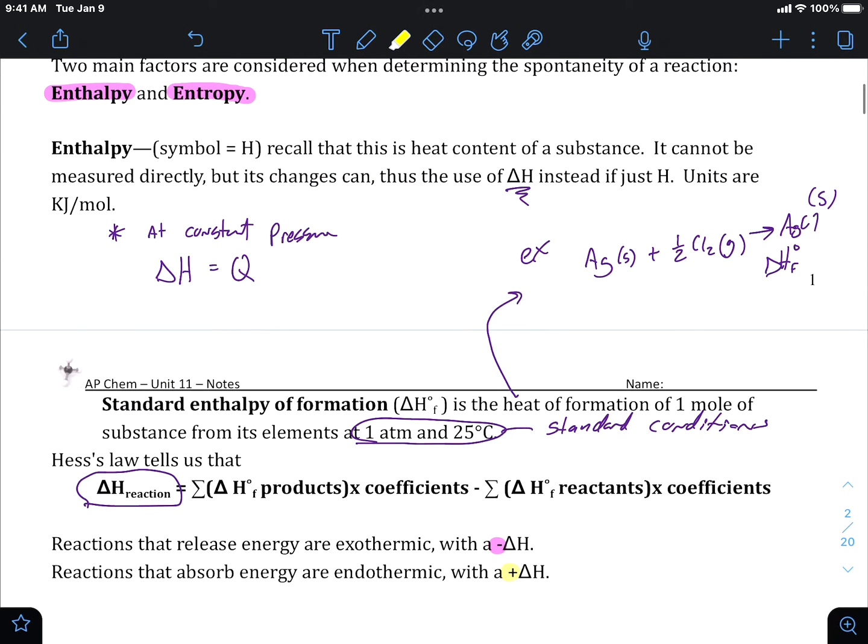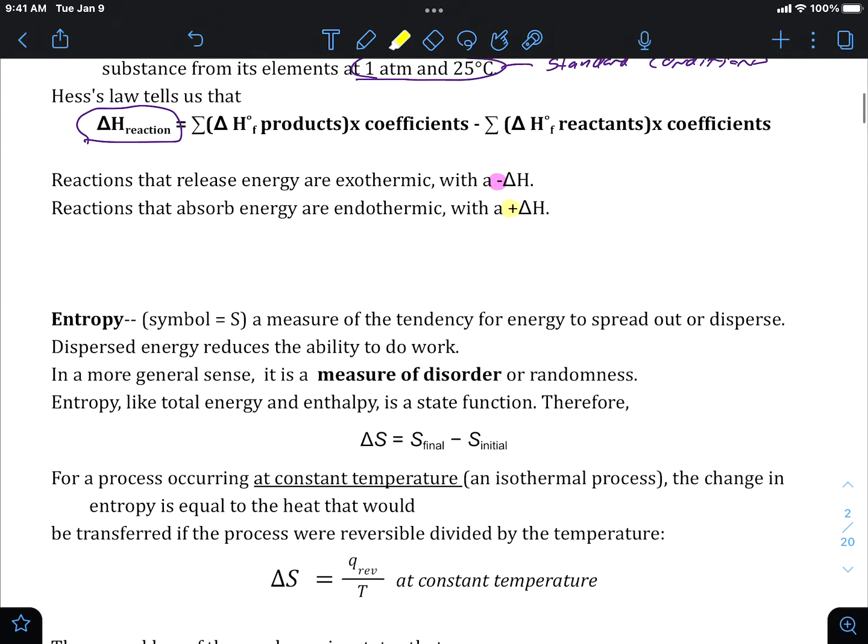Okay, we good on enthalpy? You guys remember most of this, hopefully? Okay. Okay, so new term then. Let's talk about entropy.